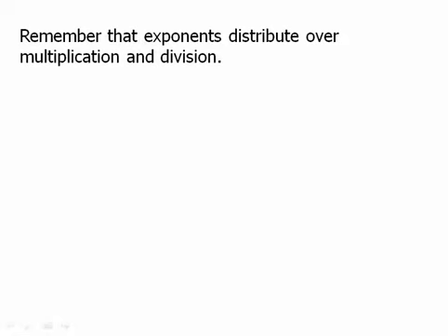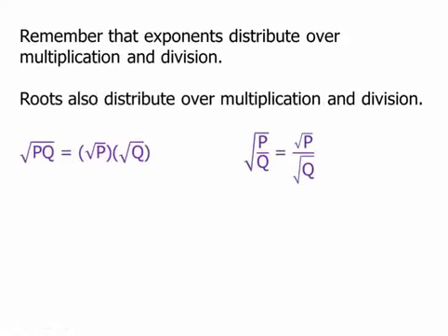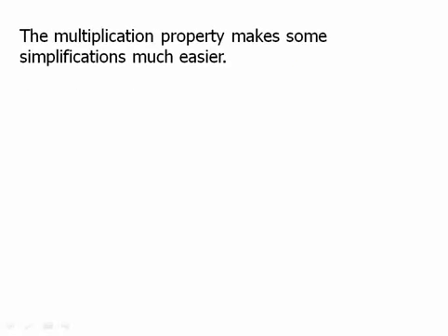Remember that exponents distribute over multiplication and division. Roots also distribute over multiplication and division. So the root of a product is the product of the roots, and the root of a quotient is the quotient of the roots. The multiplication property makes some simplifications much easier.